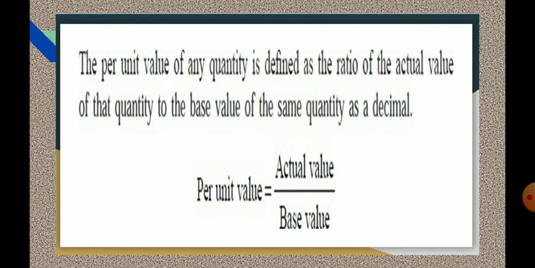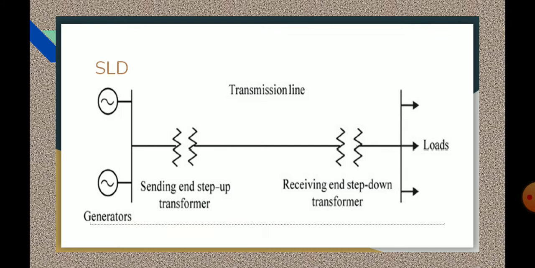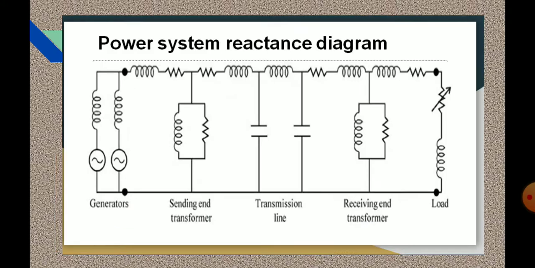So this is the formula which we have seen already. Per unit value of any quantity. This quantity may be a voltage or current or power. It is the ratio of actual value of the quantity to the base value of the same quantity, which is expressed as decimal. And this one is an example. And this is the equivalent per unit power system reactance diagram.